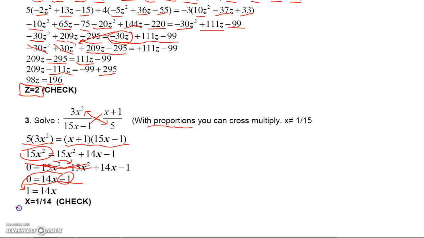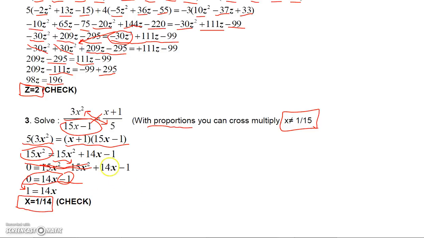1/14. Now, the only thing that x could not have been in this problem was 1/15, because that would have made this denominator here equal 0. So 1/15 was the only number that I have to watch out for, and so here I don't have an issue because x is 1/14, not 1/15.